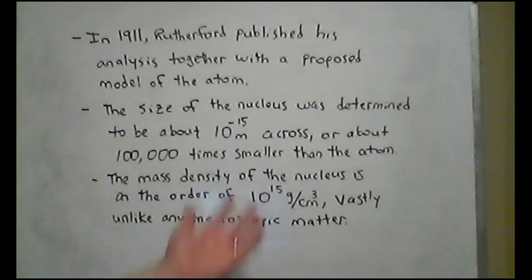10 to the negative 15 meters across for the diameter of a nucleus, where the atom itself is 100,000 times bigger. The atom is already small, and the nucleus is significantly smaller than that. Essentially all the matter of the atom is located in this tiny central nucleus. That means the density of this matter is on the order of an incredible 10 to the 15th grams per centimeter cubed, and these are numbers that are very hard to believe.